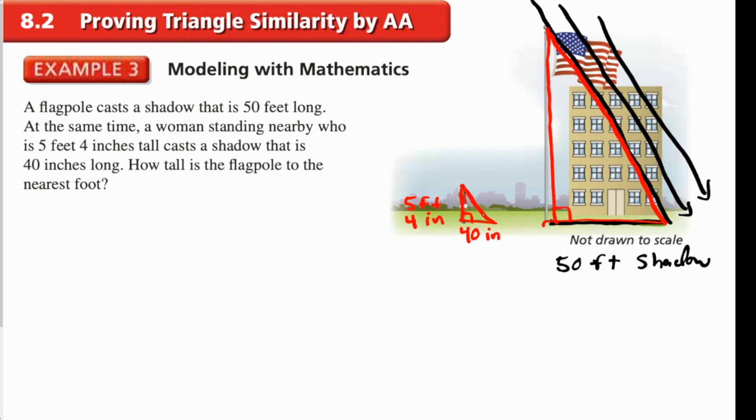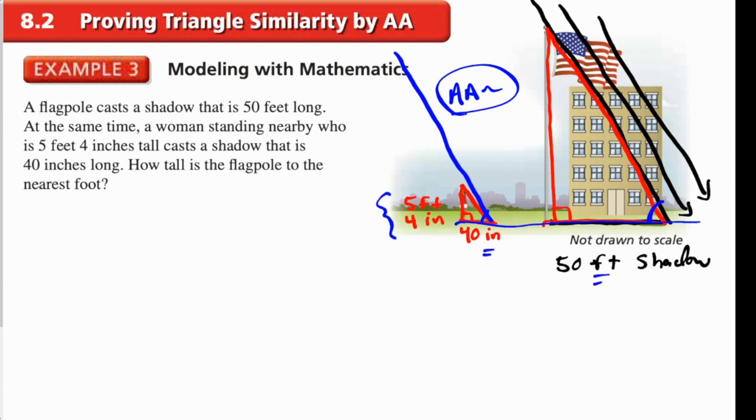And the sun hits the ground at exactly the same angle, creating congruent angles here. The sun's rays are parallel. So if the sun's rays are all parallel, the ground acts as the transversal. And what we have here are corresponding angles that are congruent. So whenever we deal with a shadow problem, we're using AA similarity between the two triangles that we draw in place. Now, we have different measurements. I have feet, I have inches, and I have feet and inches. So let's change everything to inches, and we're going to draw this as a simpler picture.